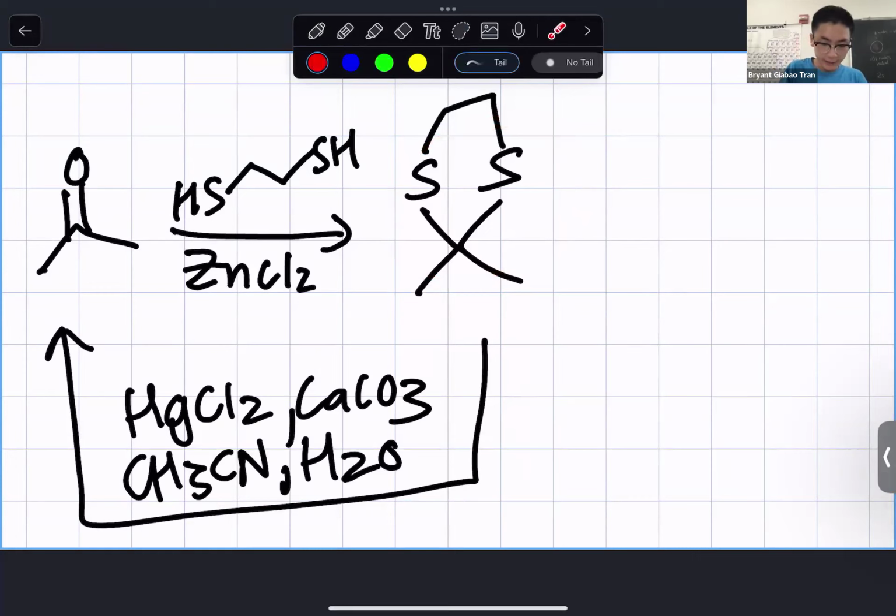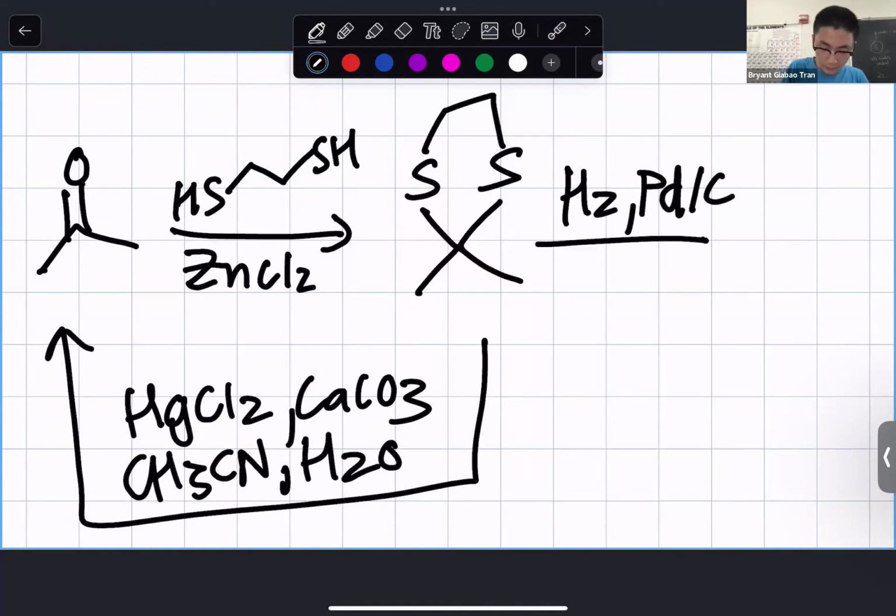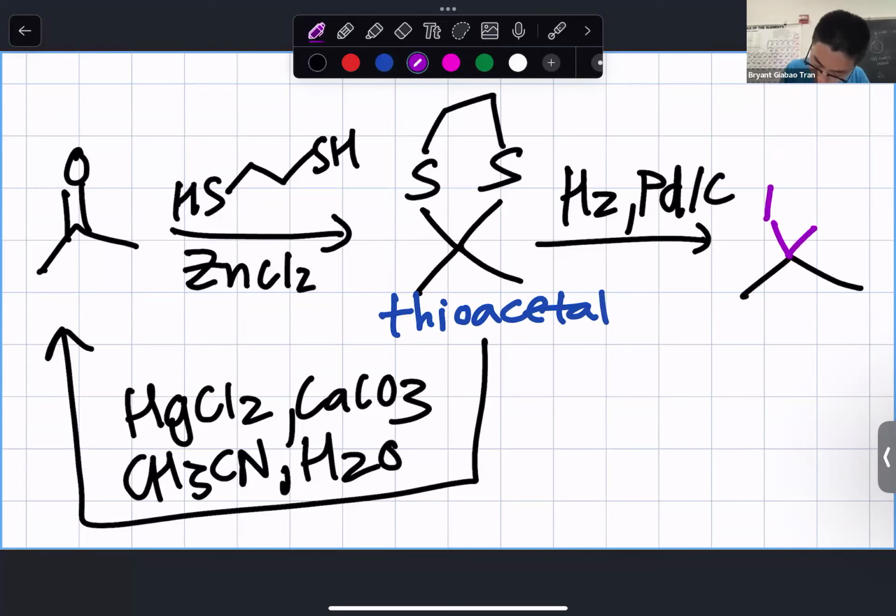If you use a reducing agent like H2, Pd/C, you could reduce that thioacetal. This is called a thioacetal, into an alkane like that, where the two hydrogens here come from the H2, Pd/C. Okay.